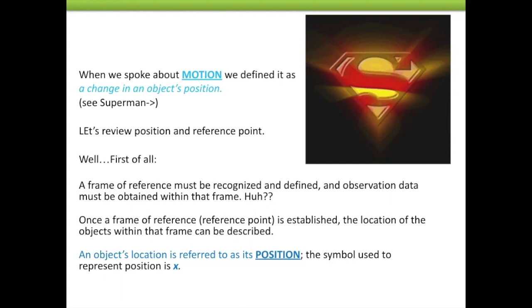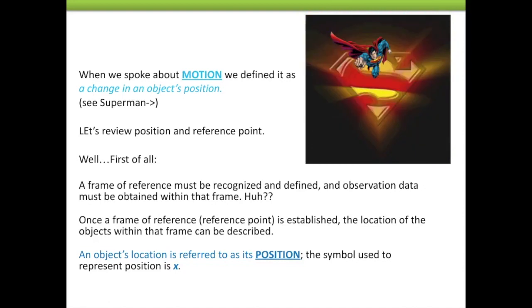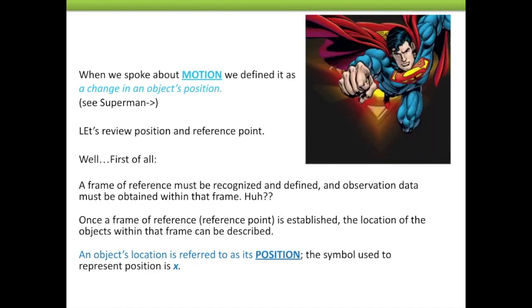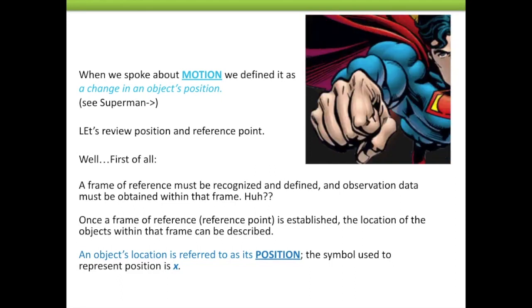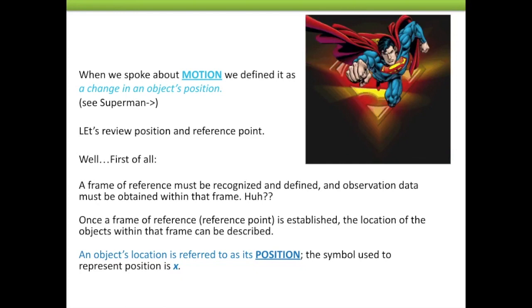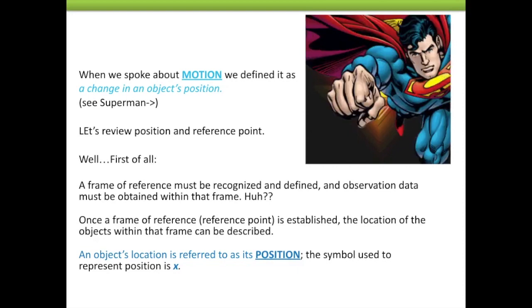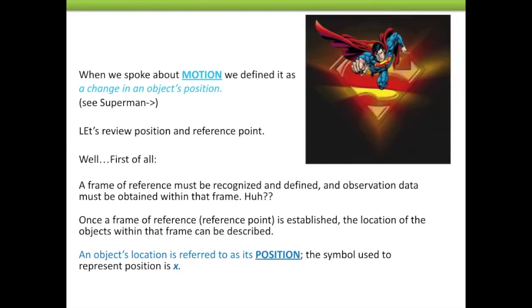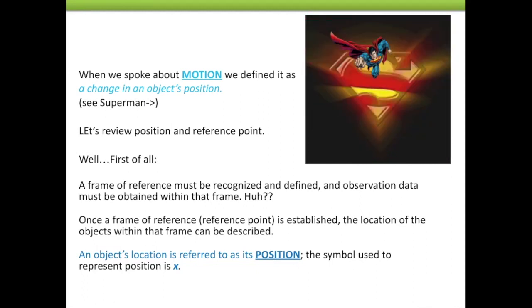Well, remember that once the frame of reference or the reference point is established, the location of the object within that frame can be described. An object's location is referred to as its position. And remember, the symbol used to represent position is X. So if we recall from mission briefing 1, we defined distance as D equals XF minus XI. The X standing for position, F meaning final, I meaning initial.